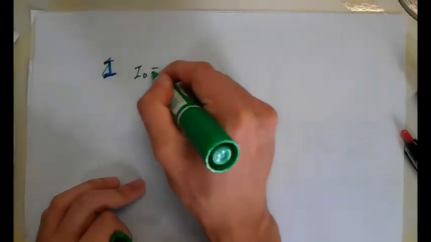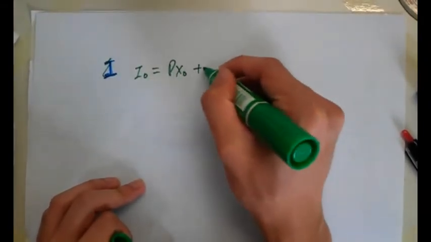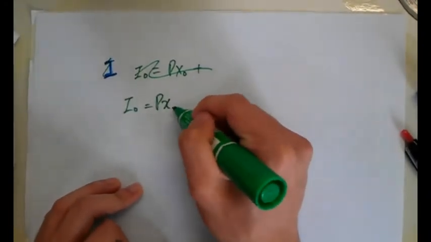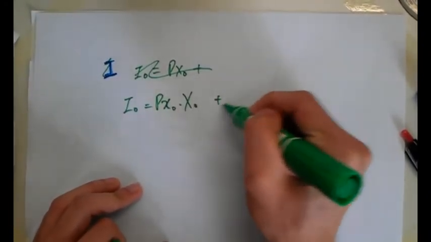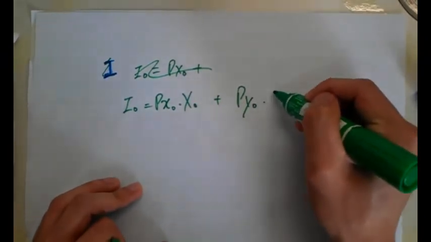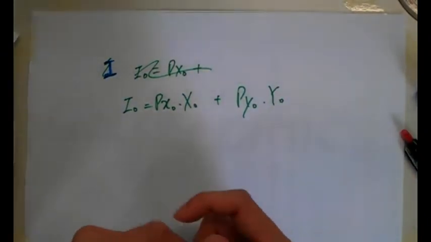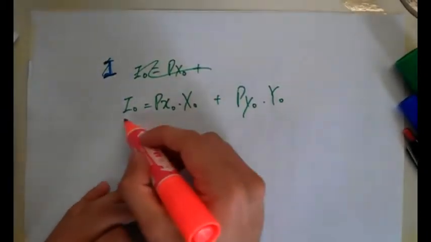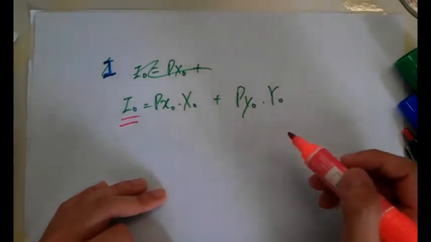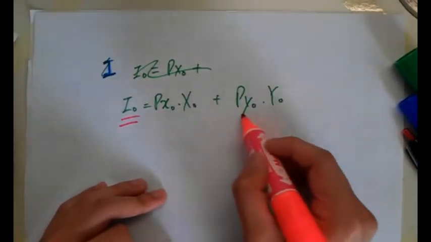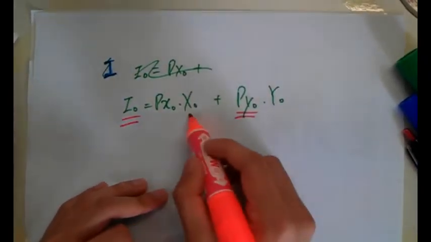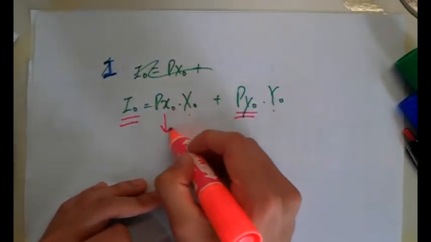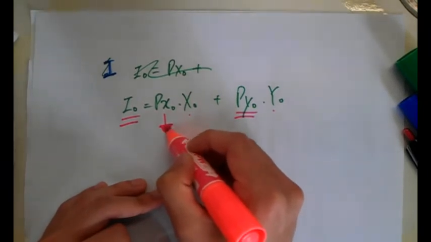I naught equals px naught times x naught plus py naught times y naught. Let's ask ourselves what has remained constant. I naught has remained constant because we didn't increase his monetary income. py naught has remained constant. Only px has changed, right? The price of x has gone down, we know that because we made that happen.